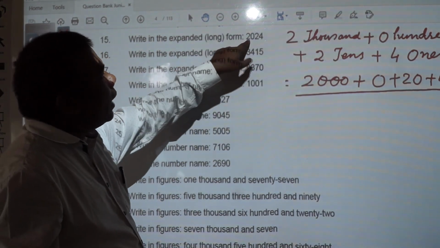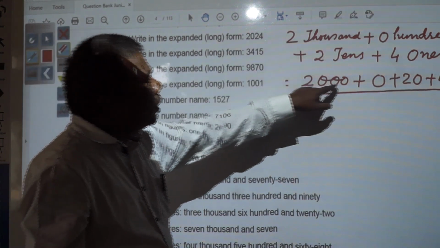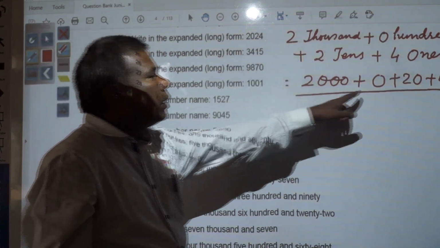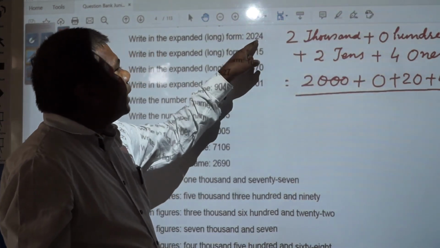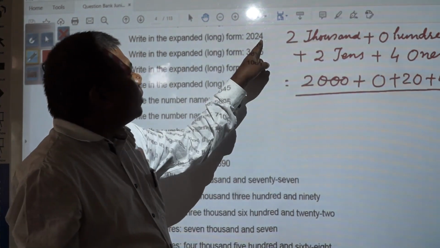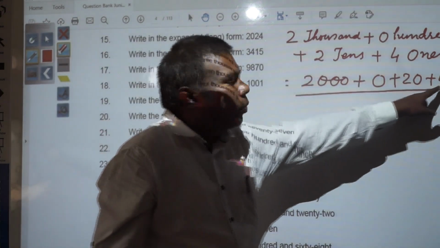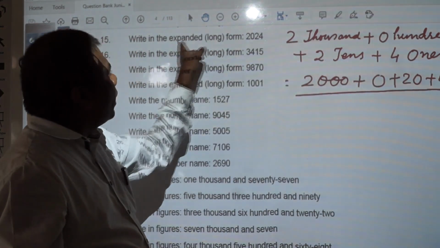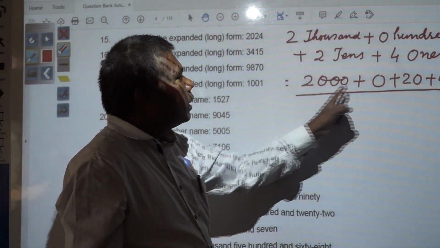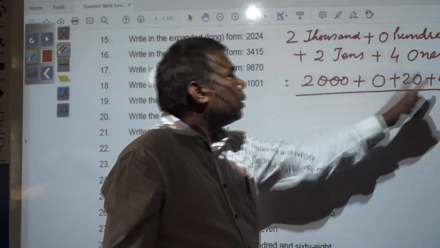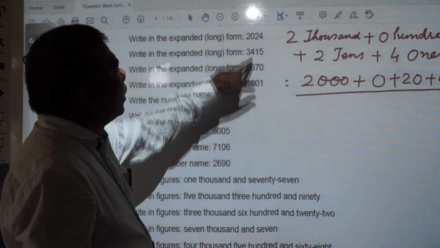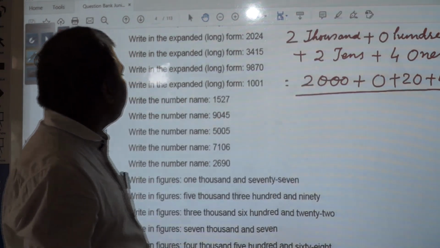Here 2 you had in the thousands place, so we have written 2000. In the hundreds place you had 0, so no need to write anything, simply 0 you write. In the tens place you had 2, so 20 we have written. And in the ones place we have 4, so 4 we have written. So finally in expanded form 2024 can be written as 2000 plus 0 plus 20 plus 4. In the same way you need to write the other numbers also.